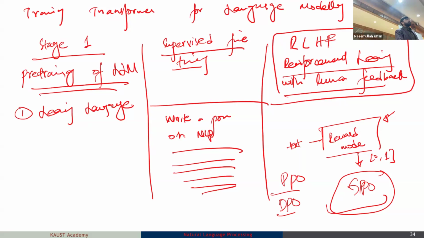So I missed a few topics for today. I'll cover it, as I mentioned, the first 40 minutes for tomorrow. When you go for Jumma, when we come back, we'll look at reinforcement learning for human feedback.